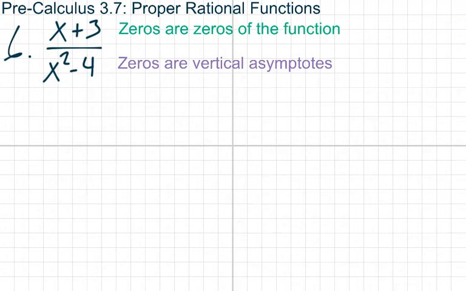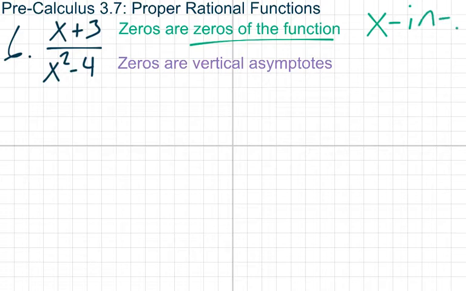The key to graphing a proper rational function is to understand what the numerator and denominator actually mean. If you can find the zeros of the numerator, you will find the zeros of the function. In other words, where it crosses the x-axis. So those would be your x-intercepts. If you find the zeros of the denominator, you will find your vertical asymptotes. That's the lines that it will not cross.